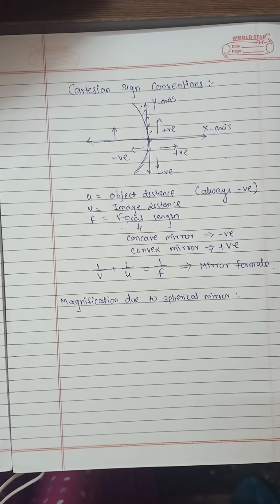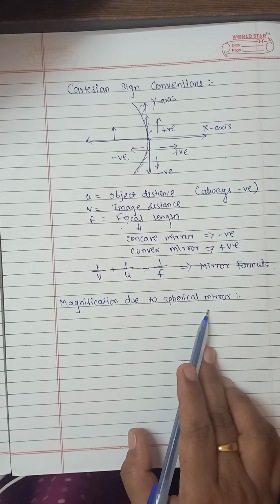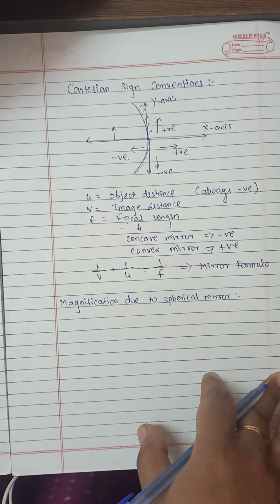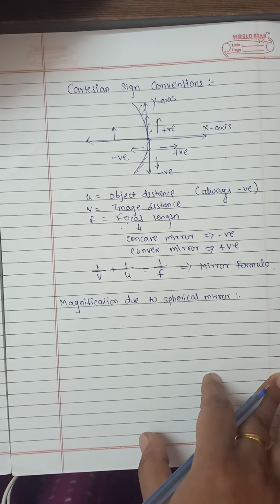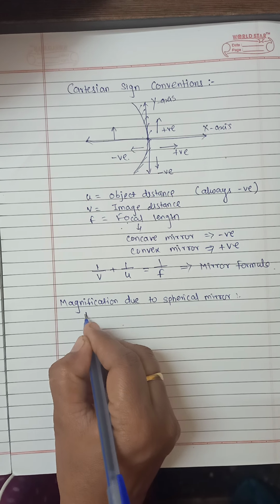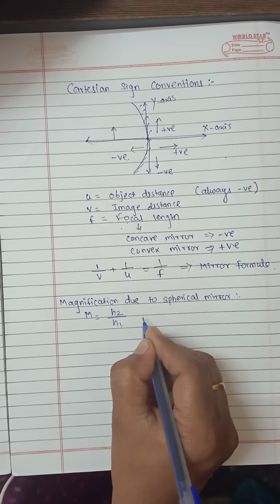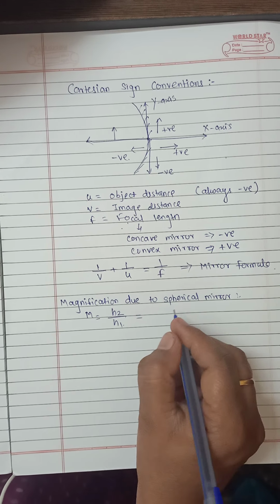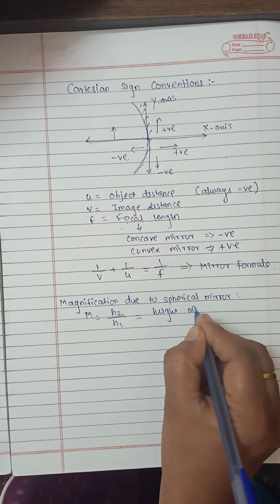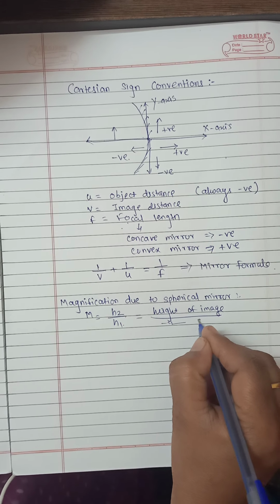One more formula we are going to study is the magnification due to a spherical mirror. From this formula we will come to know how large the image is as compared to the object. So the formula is magnification M is equal to H2 upon H1, where H2 is the height of the image and H1 is the height of the object.